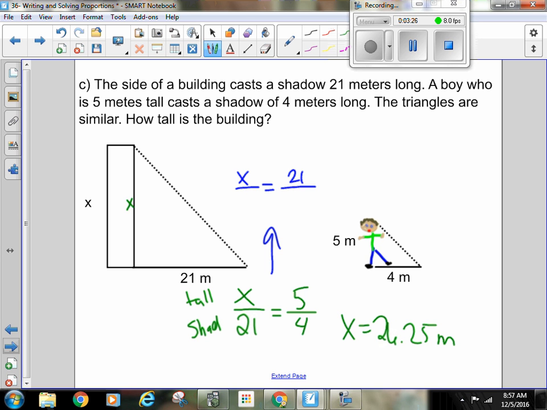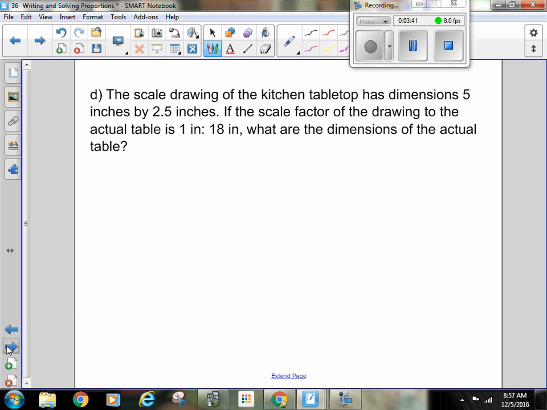If you wanted to, you could have set up your proportion where you put x and 21 on the same side, so this is from the building, and then you put the boy's height here and 4 there, and you'll still be making 21 times 5 and dividing by 4. Same one.